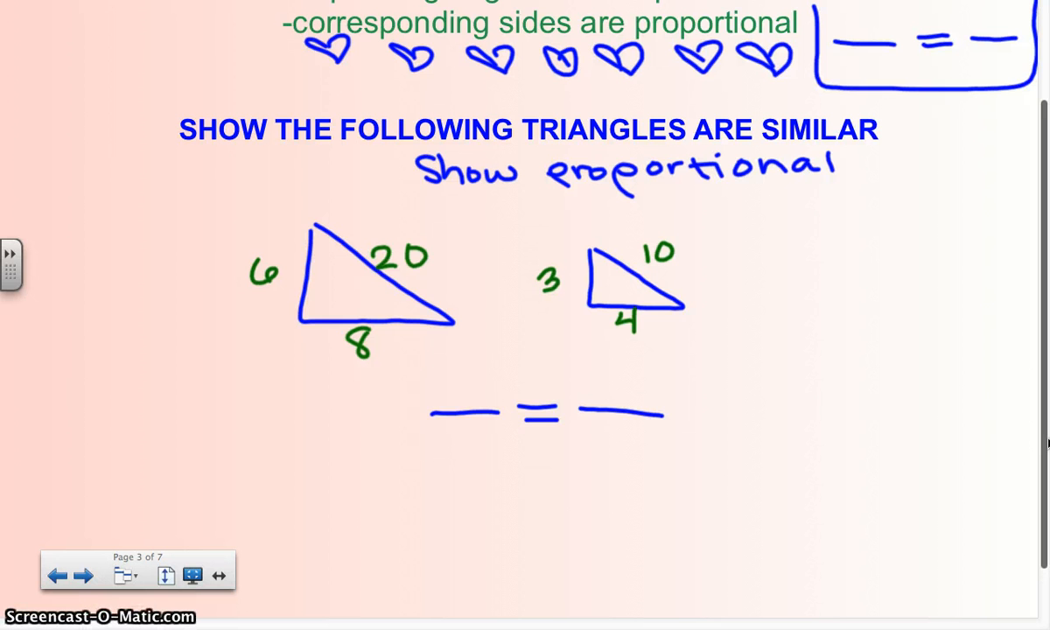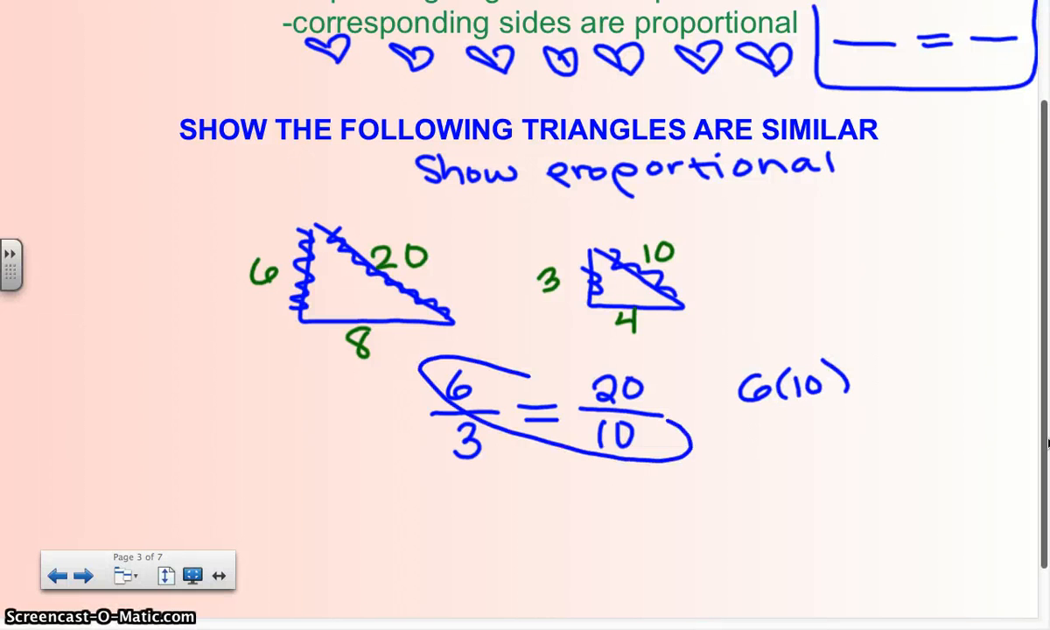So I would say 6 is to what side? 3. 6 is to 3 as, and let me just do the hypotenuse, 20 is to what? 10. Now I want to see, are they proportional? That means are their cross products equal? Does 6 times 10, that's me multiplying the diagonal, equal the next one, 3 times 20? Yes.